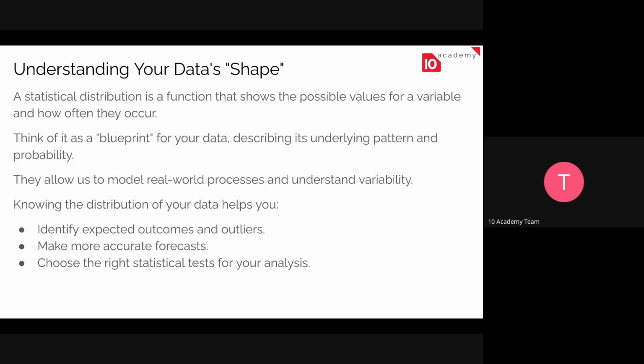So let's start with descriptive statistics, starting from understanding the shape of the data. Only by looking at the shape of the data, how it's distributed, and so on, can we make some assumptions and have some understanding about the data. A statistical distribution is a function that shows you the possible values for a variable and how often they may occur, right? Think of it as a blueprint for your data, describing its underlying pattern and probability. It allows you to model real-world data and processes and understand their values.